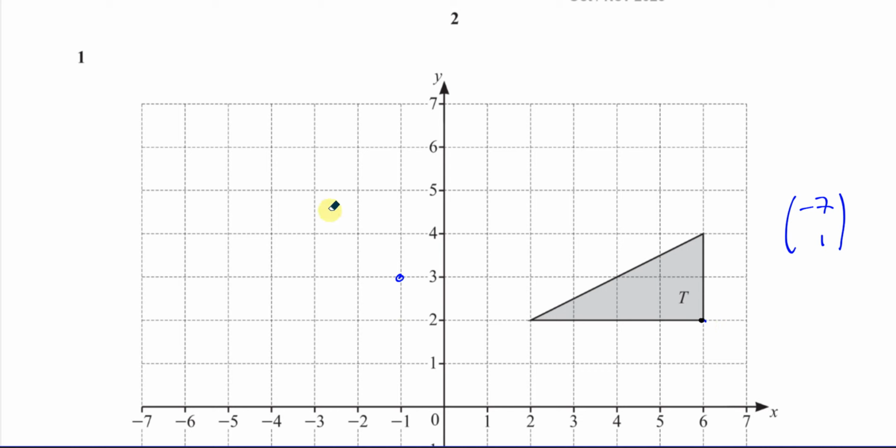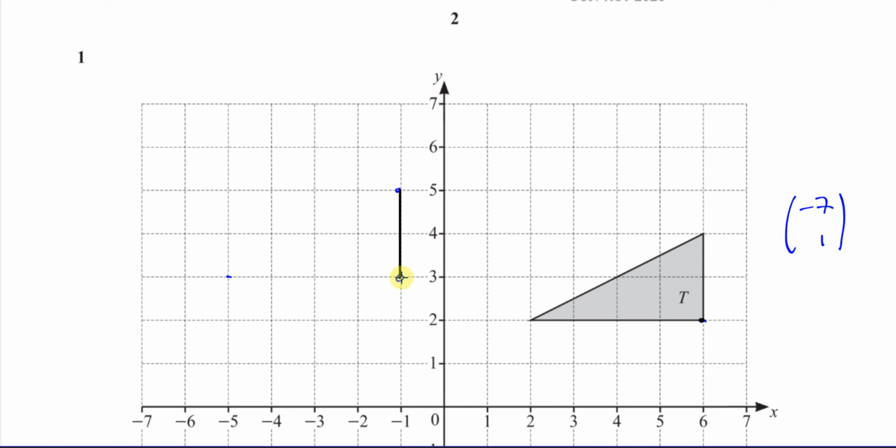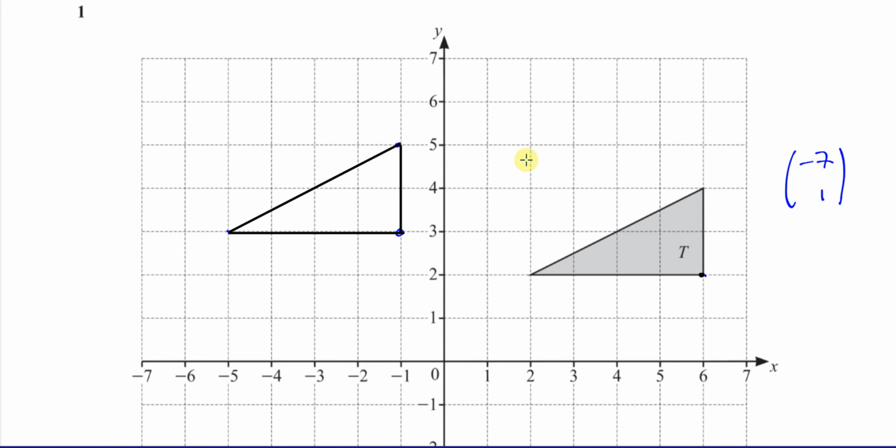And for the rest of it, because everything is translated by the same amount, we can say the point 2 squares above it will be the top of the triangle, and the point 4 squares to the left of it would be the point of the triangle over here. So that's from 6 to 2. So this would be from -1 to -5, 4 squares. 1, 2, 3, 4, 1, 2, 3, 4. So we join those together, and we have our transformed shape. This is the triangle, and we're asked to label this triangle as K. Okay, so this is K.